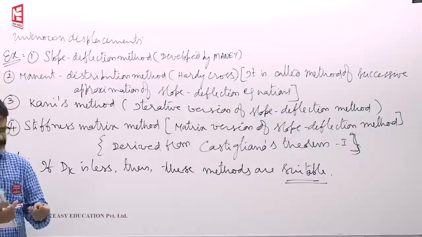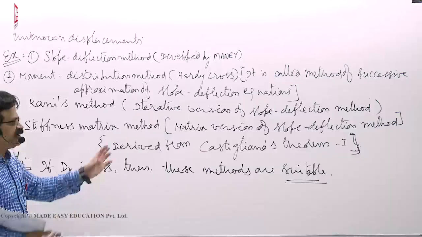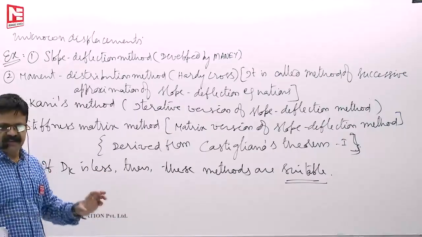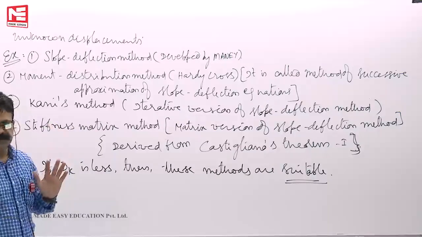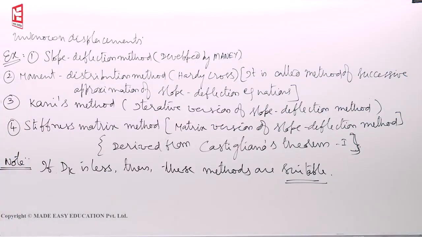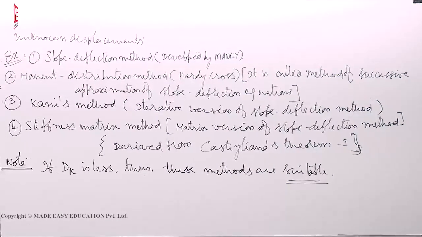That means in the exam they will ask you whether dk is less or ds is less. First you have to calculate, and accordingly select which method is suitable. Let us see how the numericals come. This is the overall history of what we have studied in strength of materials and in structural analysis.